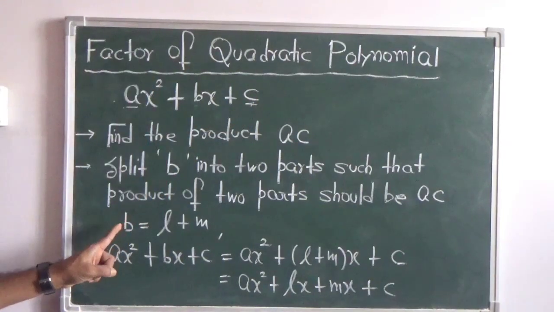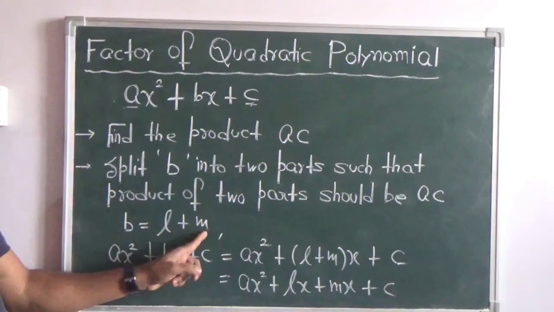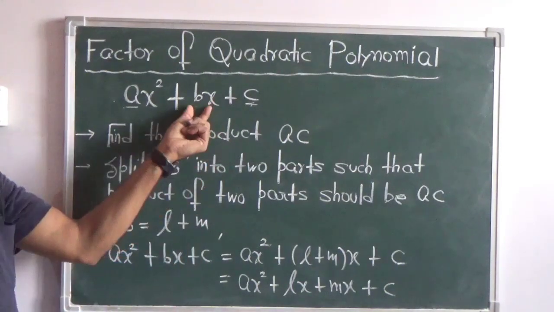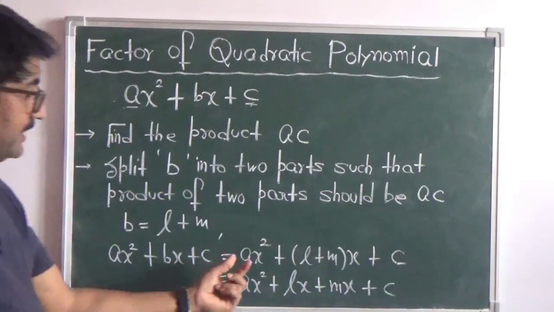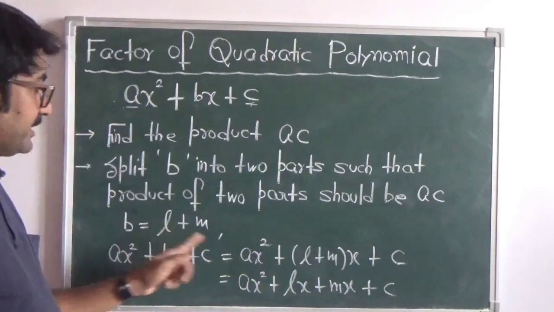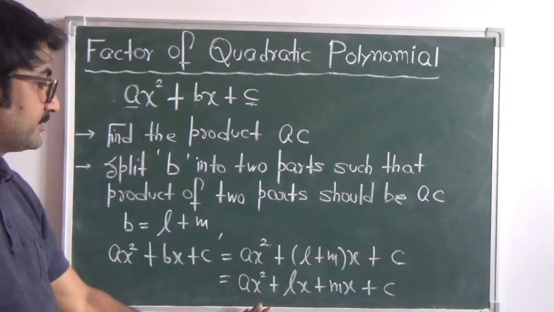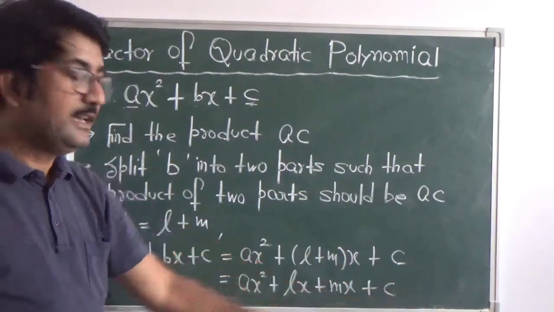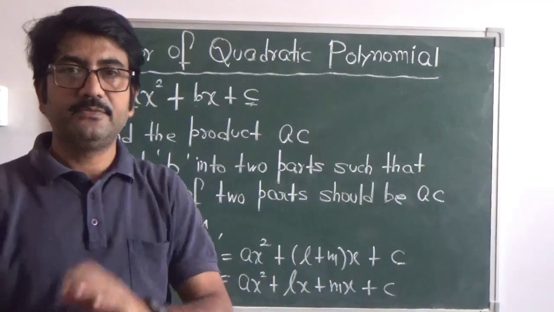So if you split b as l plus m, if b is equal to l plus m, that means we are splitting it into two terms. So x square plus bx plus c can be written as x square plus, in place of b we write l plus m into x plus c. So then you open it, x square plus lx plus mx plus c. Then you make groups and take common, and finally get the final answer.